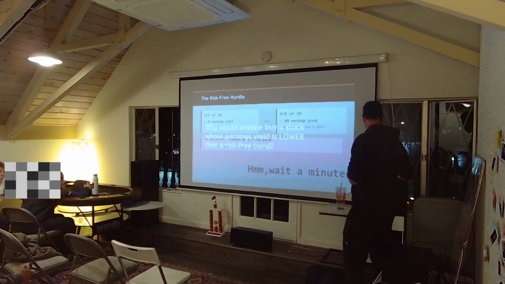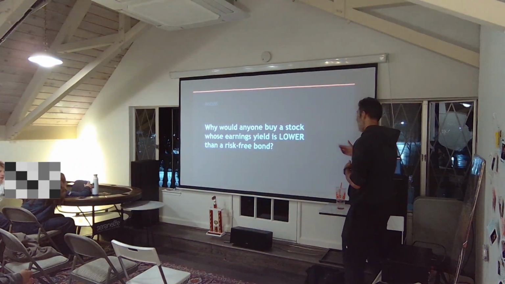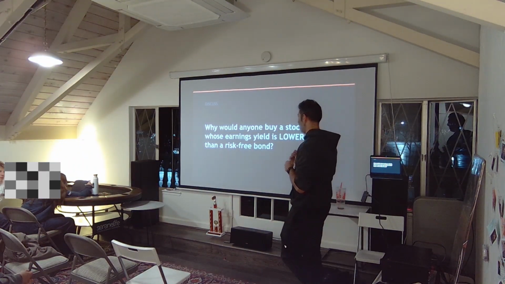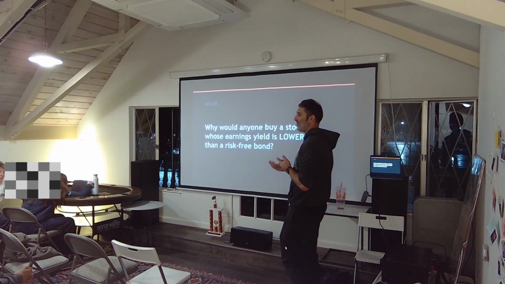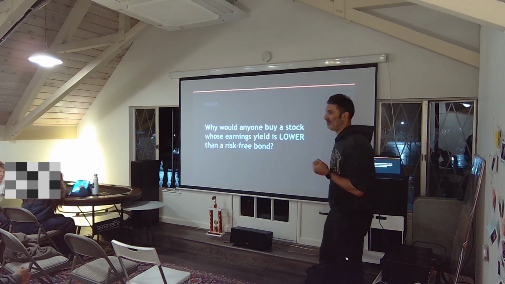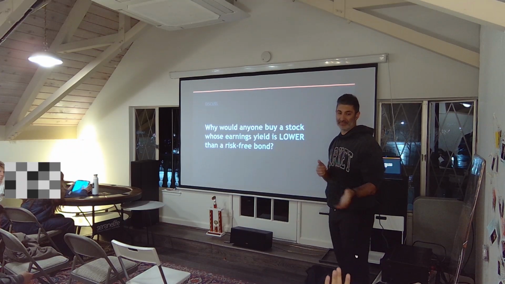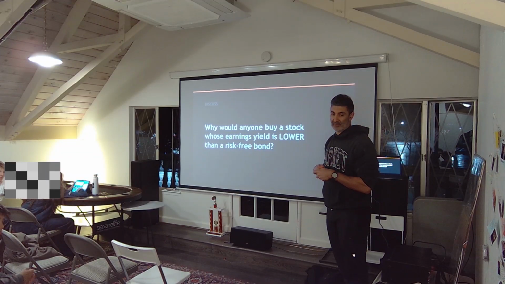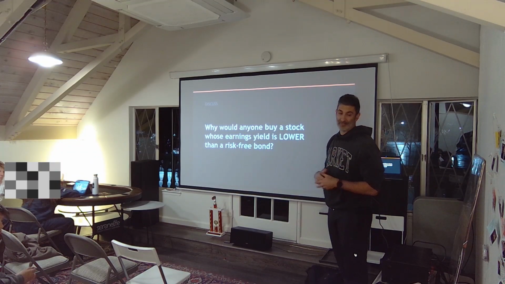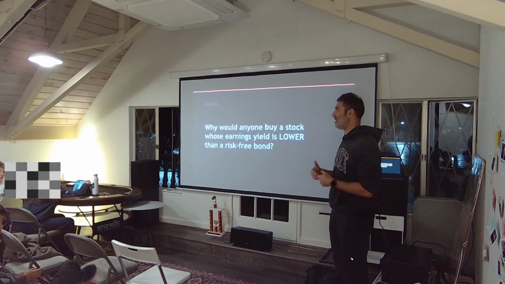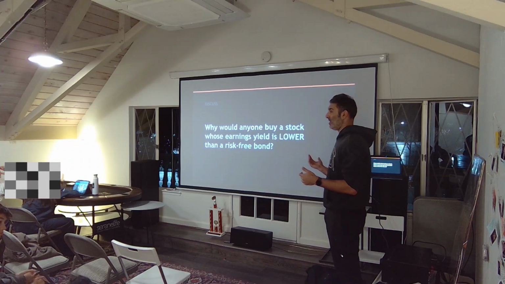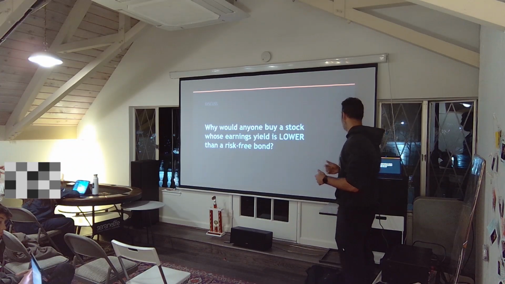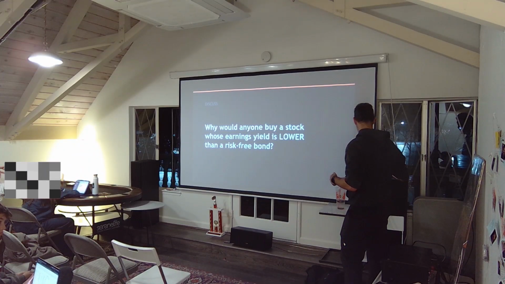Okay. But why would anyone buy a stock whose earnings yield is lower than the risk-free bond? Why would anybody pay a multiple like 50 where the yield is only 2%? You can earn 4% in the bank. Because they believe in the company. They think it's going to grow. They think that earnings number is going to grow. So they're saying, I know it only pays me 2% now, but if it grows at 50% a year, it's going to be a bargain to buy this company for 50 times the earnings.